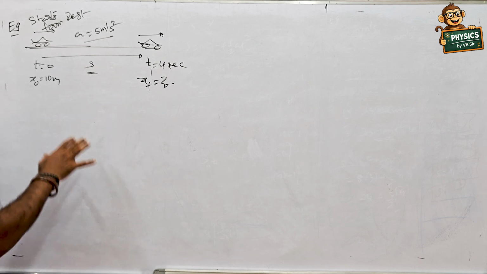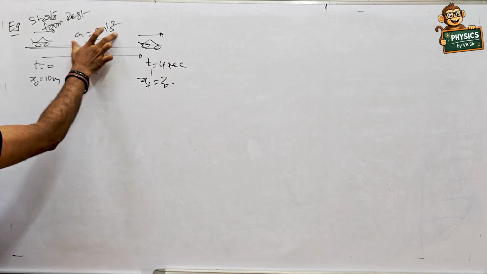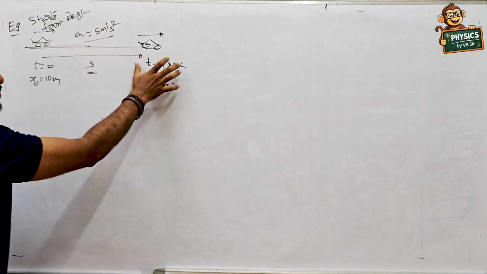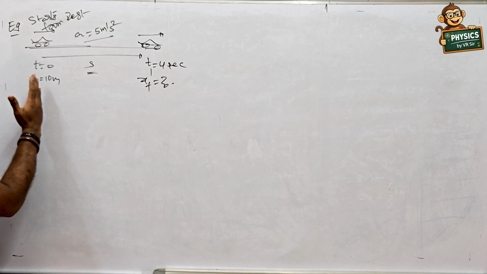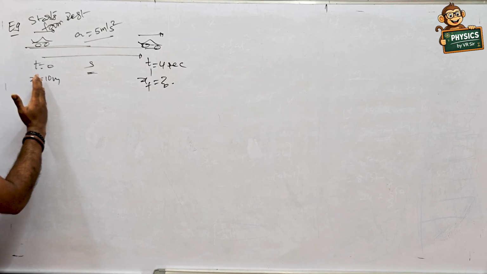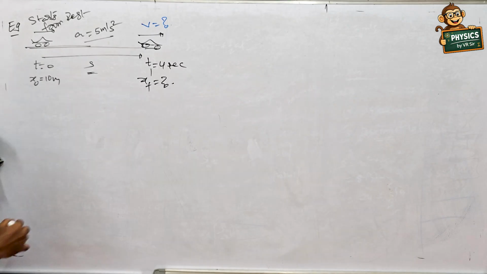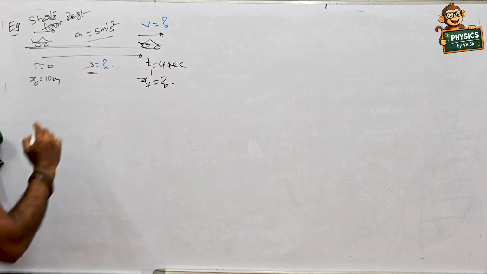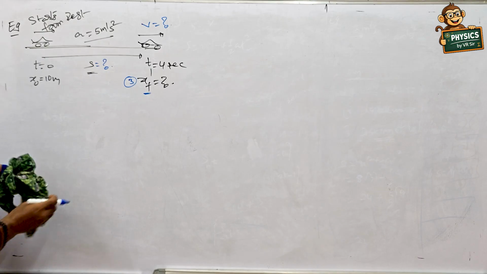Look at here. Now the object starts from rest, maintaining the constant acceleration. It has made its journey for 4 seconds, when it initially starts from position x equivalent to 10 meters. Now they are asking question number 1: what could be this velocity? Question number 2: what could be the displacement? Question number 3: what is the final position?